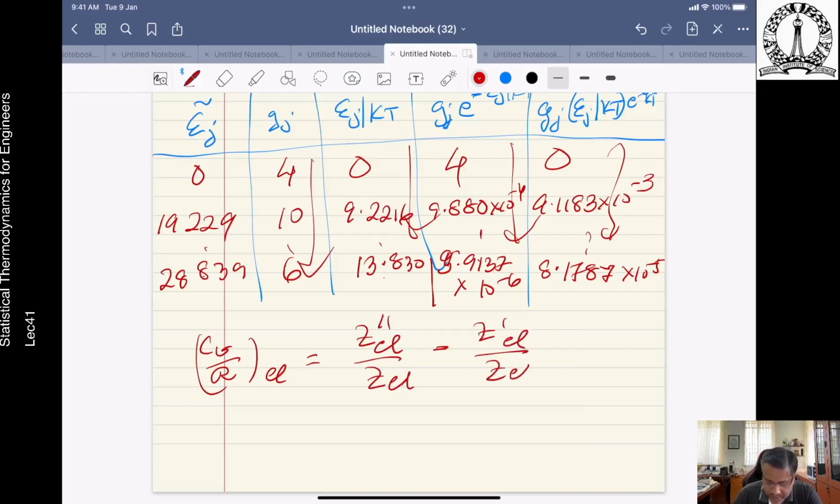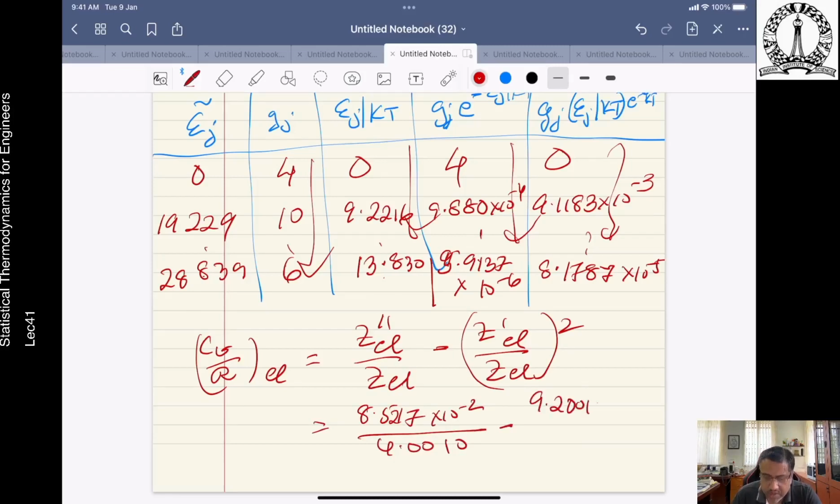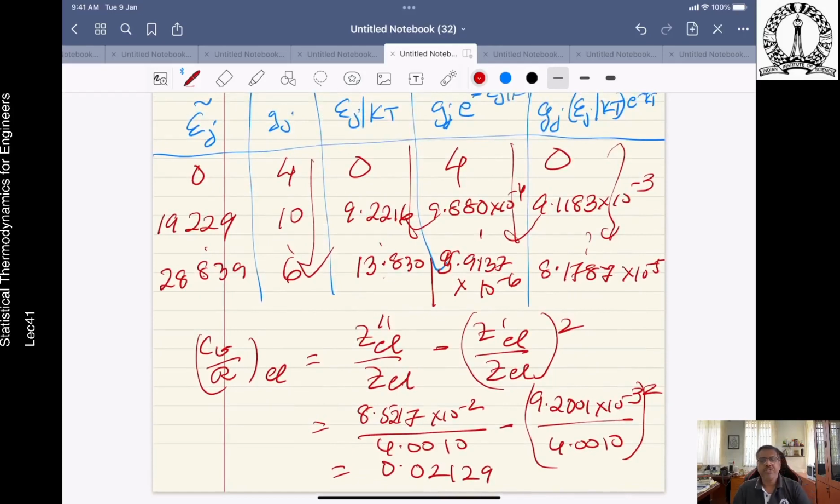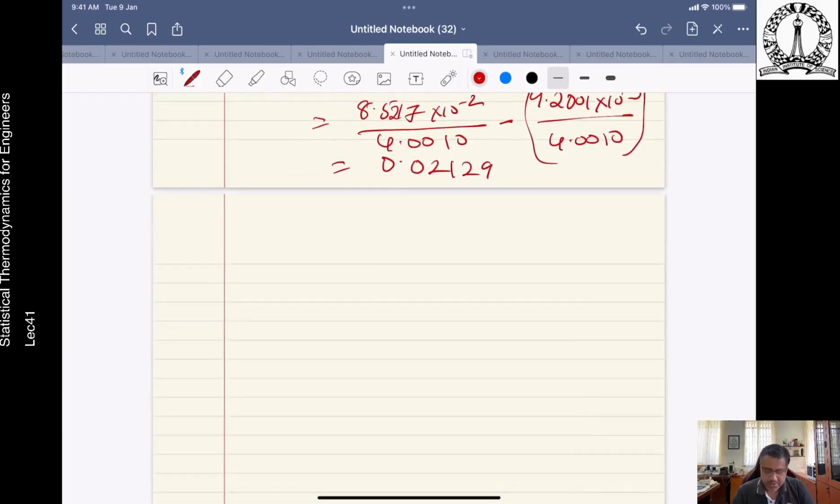You know the definitions now, each one of these terms. So it is 8.51217 to the power of minus 2 divided by 4.0010 minus 9.2001 into 10 to the power of minus 3, 4.0010 squared. So this is actually 0.02129. Okay.